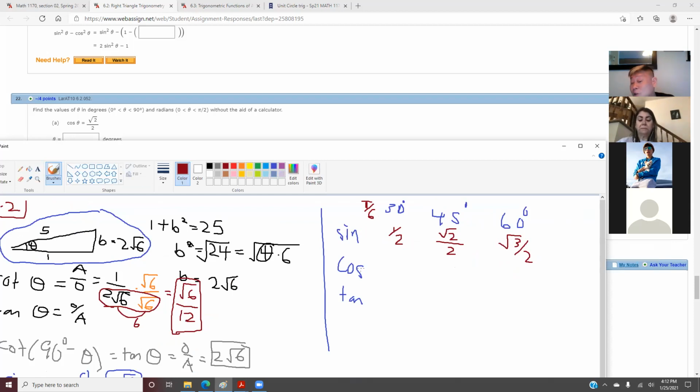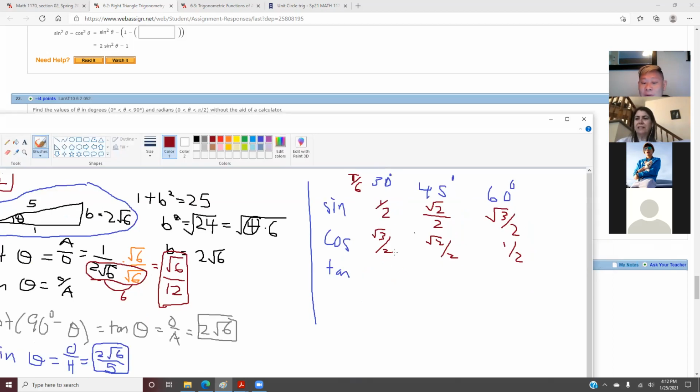For cosine, you just do this backwards. So this will be √3/2, then √2/2, and then 1/2. You read it backwards of the sine. This is how I remember it, because my teacher taught me that in high school. So I just remember it now, and when I teach, I tell you guys to just do backwards.